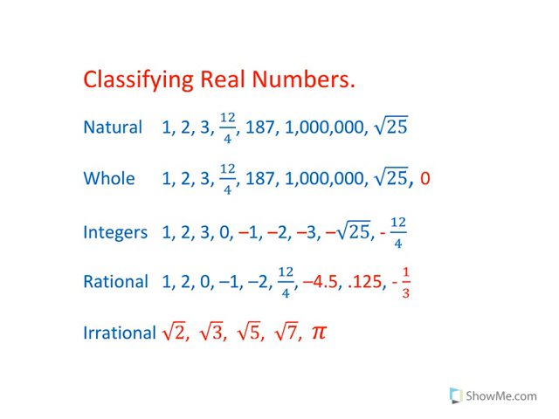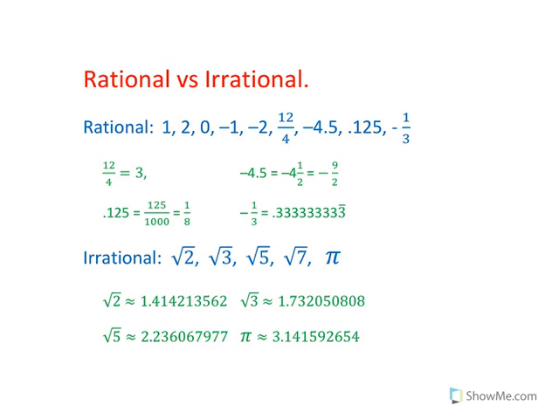1, 2, 0, everything above. All the integers plus fractions. Now, -4.5 can be written as -4.5 or -9/2. That is rational. A fraction is a number over another number, as long as that denominator is not equal to 0. Now, let me actually skip to the next page. And now I've got a page of just rational versus irrational.